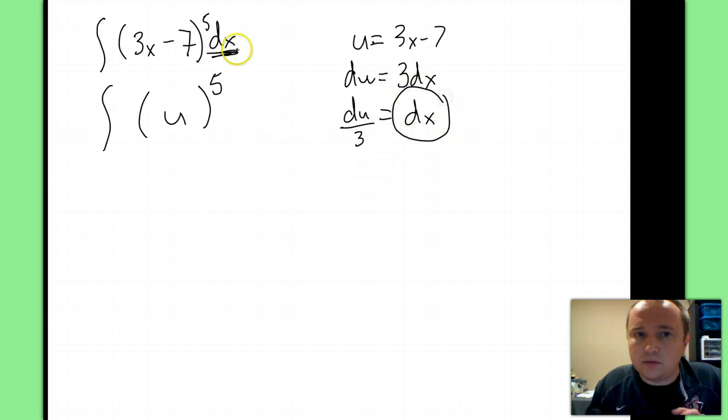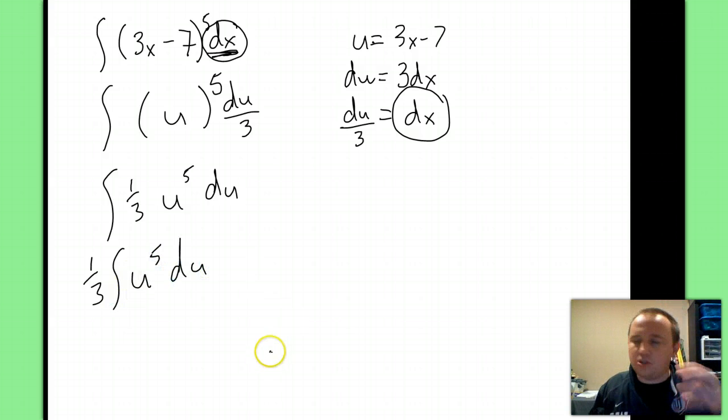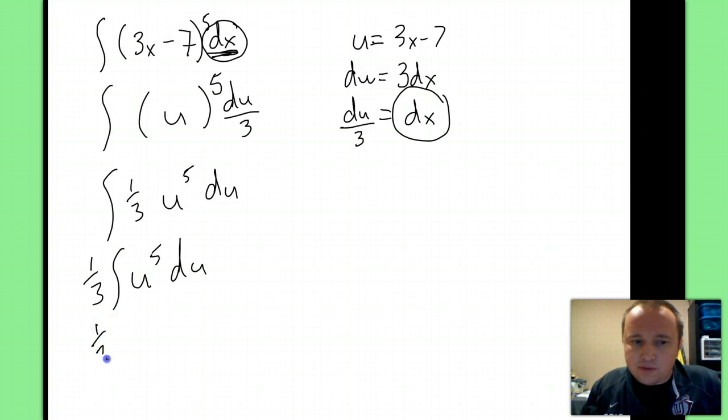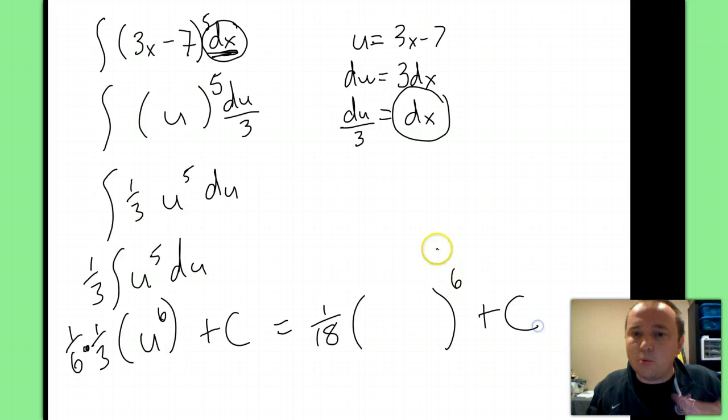So what does dx equal? See this dx right here? I'm going to substitute in for it: du over 3. So really I have 1/3 times u to the 5th du. I highly suggest getting in the habit of taking that out, because it's going to help isolate it for you. When I take the antiderivative, I add a power, u to the 6th, and then I divide by that power, so I multiply by 1/6 plus c. What's that equal? 1/18 of u to the 6th plus c. But what does u equal? 3x minus 7. Well done.